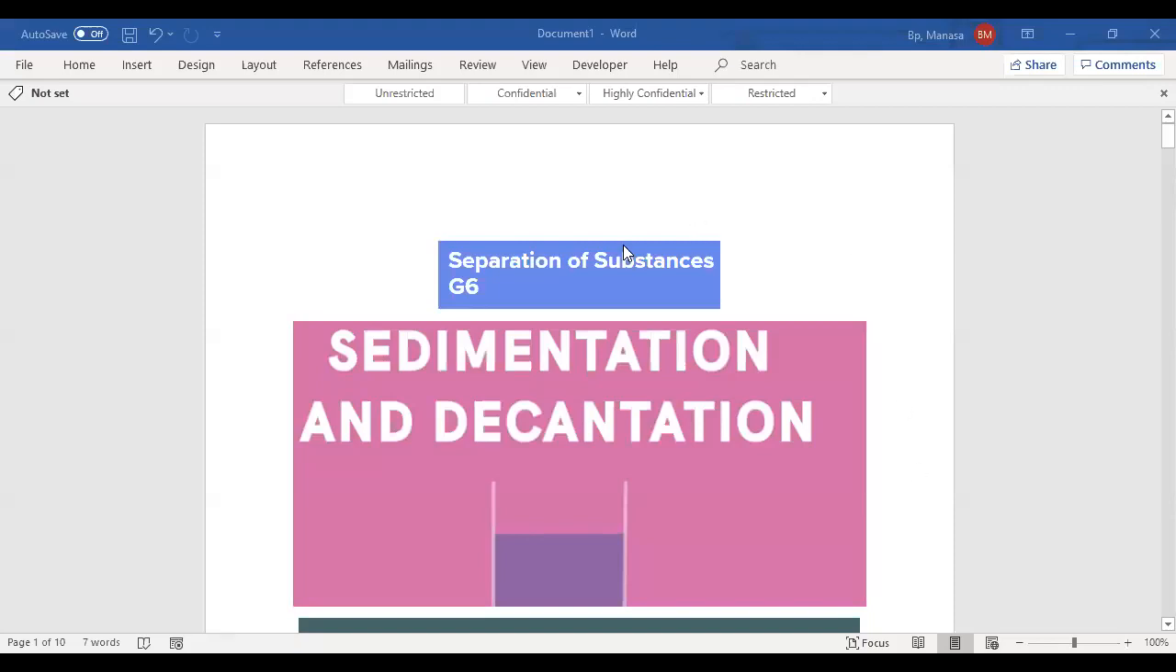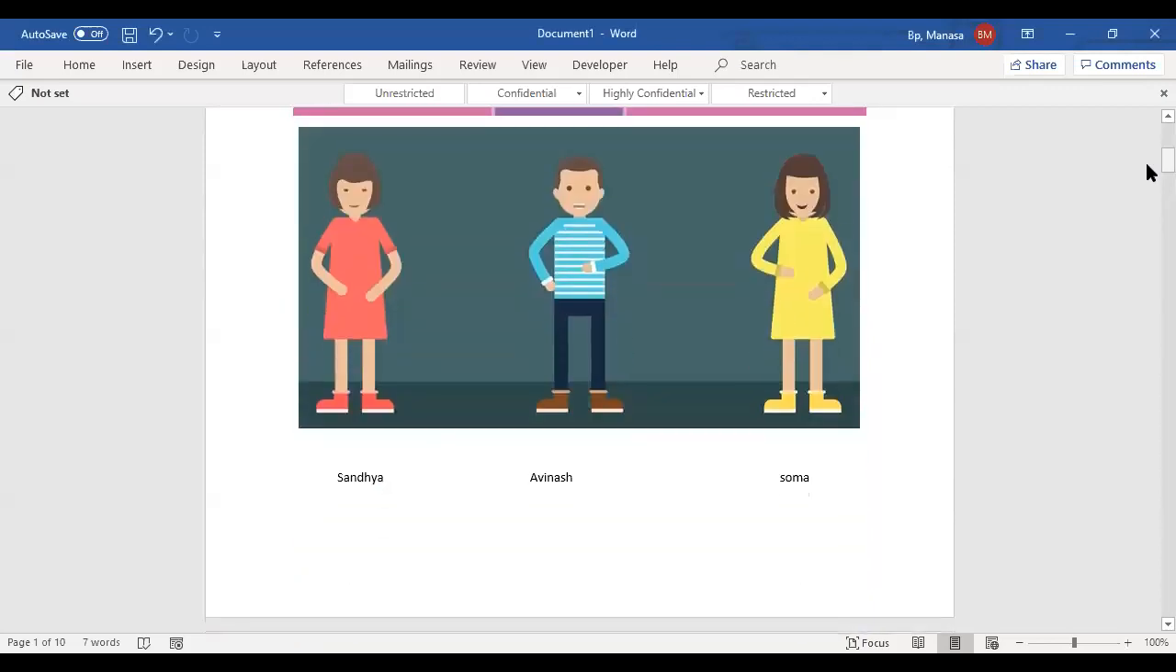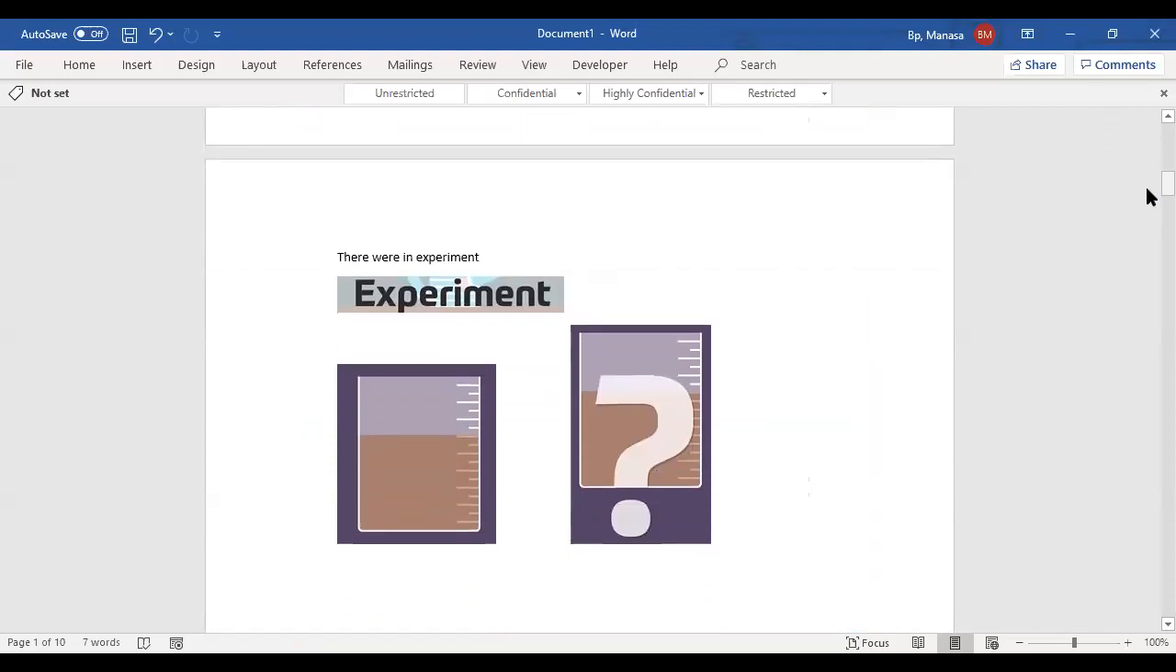So today's subject is science, and today's chapter is separation of substances, grade 6 NCERT textbook, and today's topic is sedimentation, decantation, and filtration. Do you know, there were three students: Sandhya, Avinash, and Soma. They were in school, and the teacher gave them an experiment to separate the soil and the water.